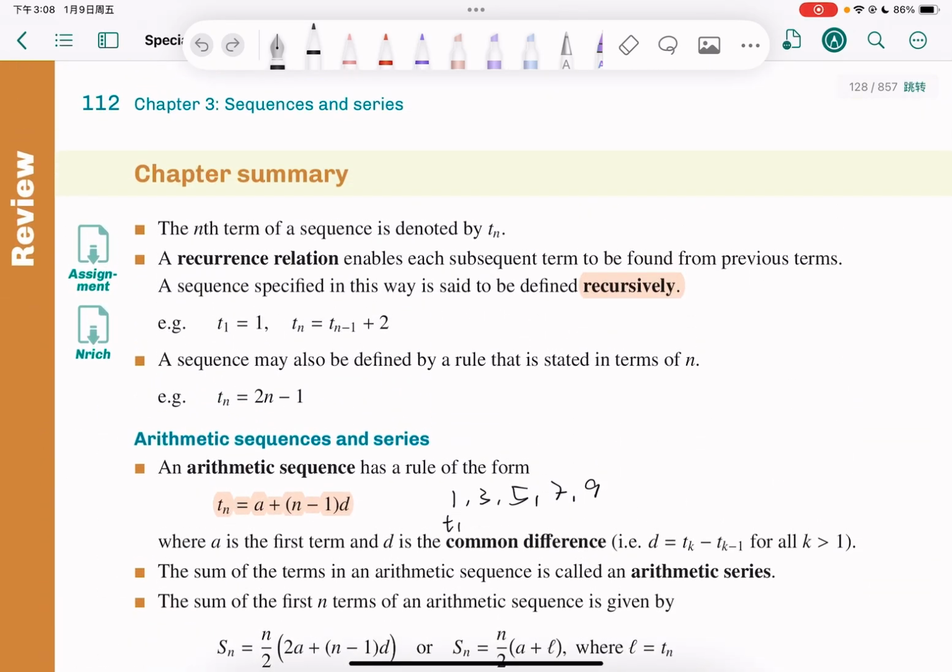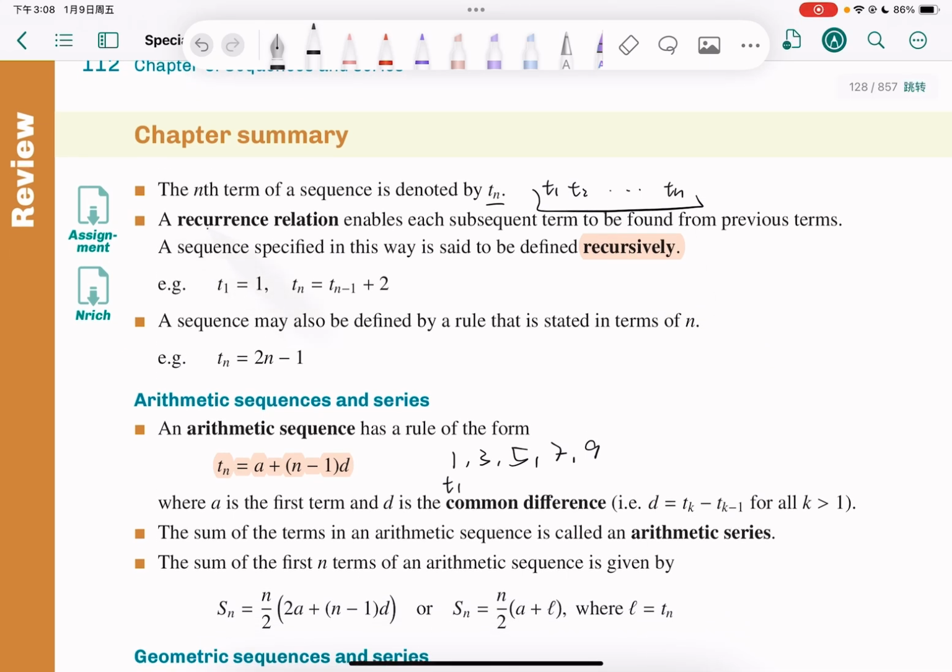So the first dot point says the nth term of a sequence is denoted by Tn. So the first term will be T1 and the second term T2, until Tn, the nth term. So this forms a sequence.